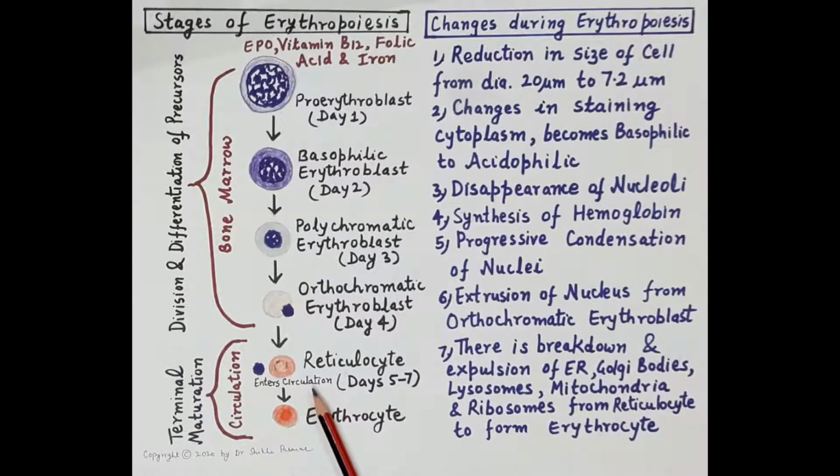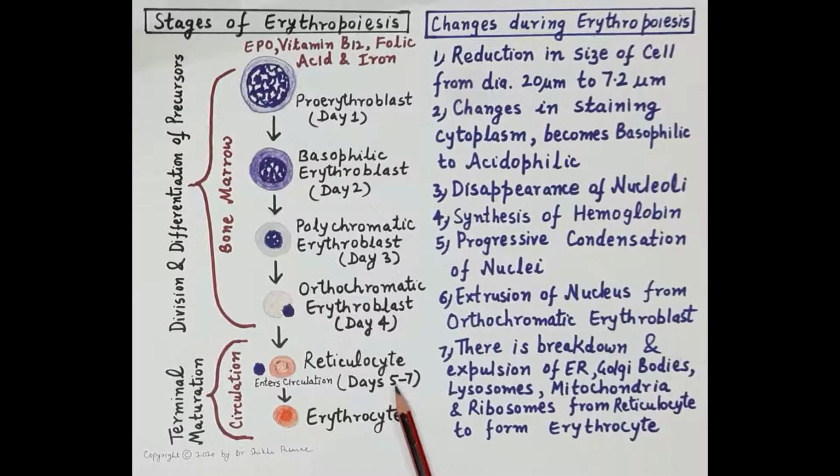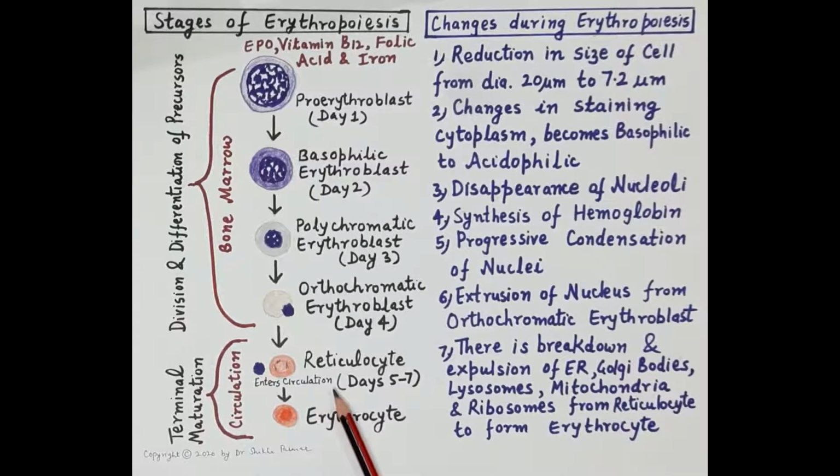It travels to the spleen for maturation, and maturation requires 2 days. Maturation also requires supplementation of vitamin B12 and folic acid. There is breakdown and expulsion of endoplasmic reticulum, Golgi body, lysosomes, mitochondria, and ribosomes, and finally the reticulocyte develops into a mature erythrocyte. So, the process of erythropoiesis is completed in 7 days.